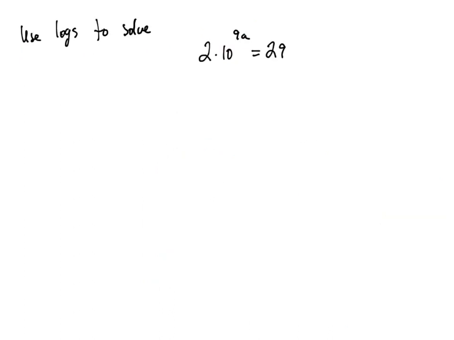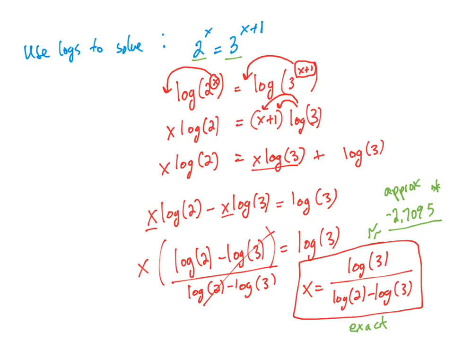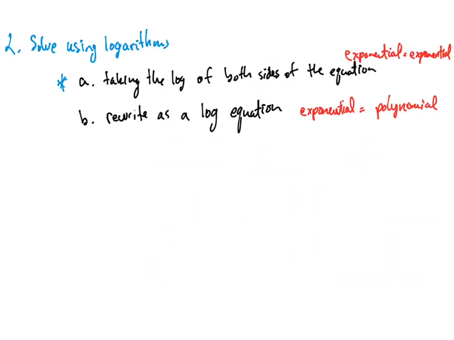All right, let's use logs to solve this exponential equation. Now this exponential equation only has a single exponential expression. When we have that situation, we convert this into a log equation. So if we go back to what we had down here, this is the situation we're going to use because we have an exponential equal to a polynomial.